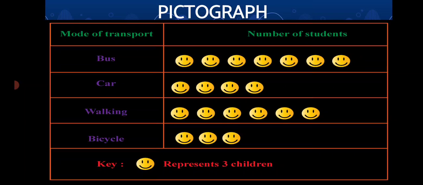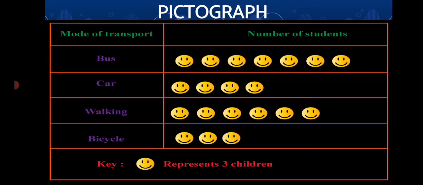Similarly, for car, 3 students are represented by 1 smiley. There are a total of 4 smileys. So 4 3s are 12. So 12 students use the car. Similarly for walking, there are 6 smileys, 6 into 3 is 18. So 18 students go by walking. And bicycle is finally 3 smileys, 3 3s are 9. So 9 students use a bicycle to go to their school.